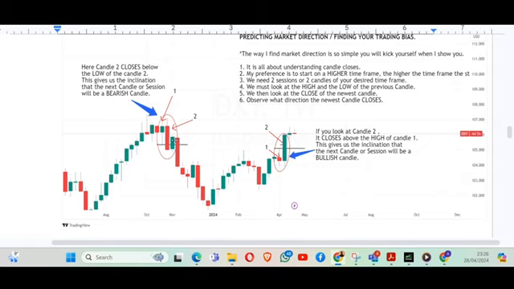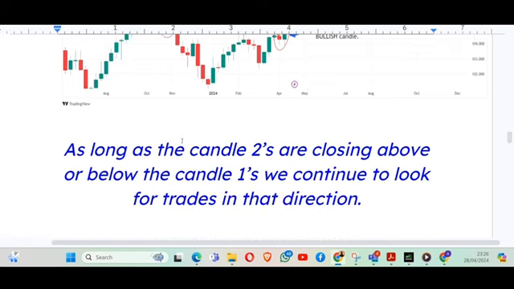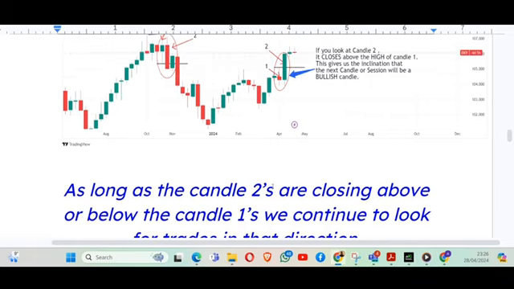You'll be seeing that, and then you can start running with that and see how you can benefit yourself with this trading strategy, or trading outlook, the way I look at trading, really. Yeah. And the other thing is this: as long as candle 2 is closing above or below candle 1's, we continue to look to trade in that direction.